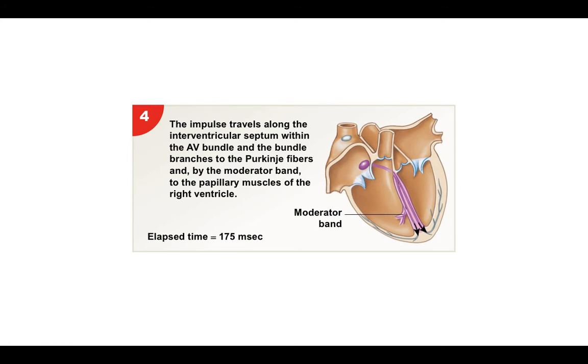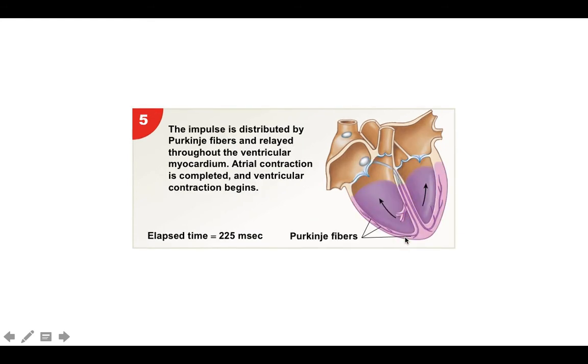Right here is a new portion that we haven't talked about before. This is the moderator band. It's only in the right side of the heart, and it basically prevents overfilling and overstretching of the heart. So the signal moves from the SA to the AV, down to the AV bundle, out to the Purkinje fibers. Once it moves out to the Purkinje fibers, the ventricles contract.